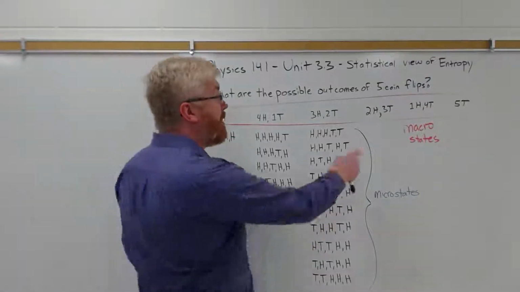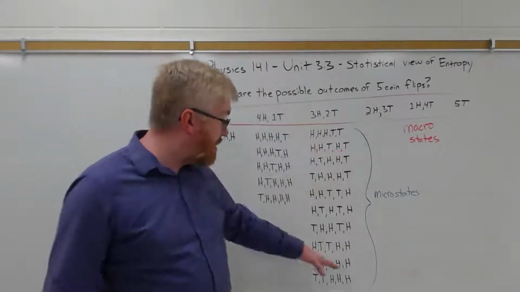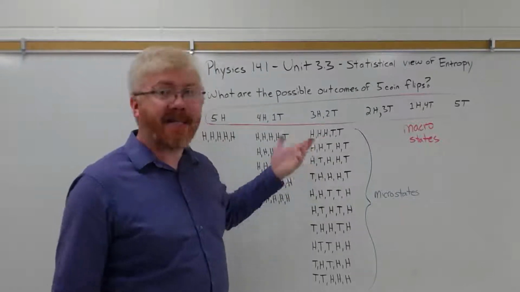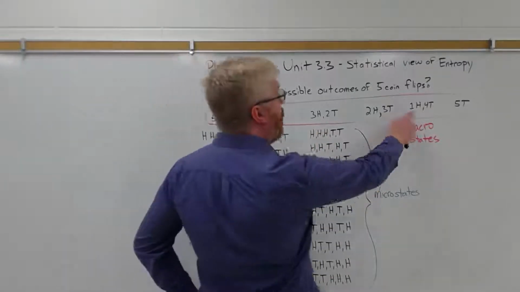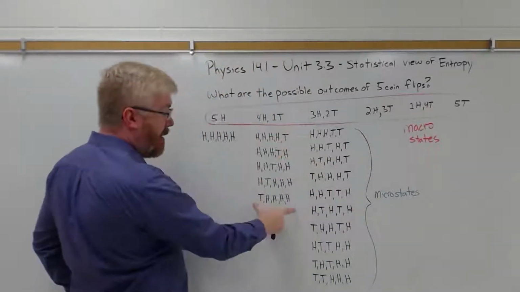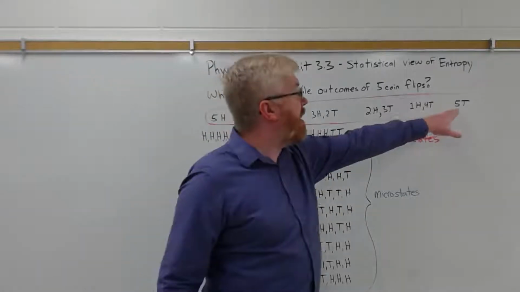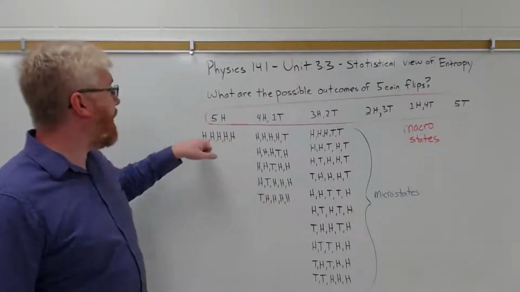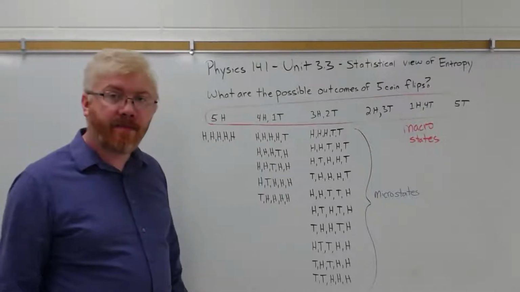The possibility of getting 2 heads and 3 tails, I actually didn't write that down. It's identical to this one, except replace each H with a T and replace each T with an H. The possibility of getting 1 head and 4 tails is the same as this, except again, replace the H's and T's. The possibility of getting 5 tails is the same as getting 5 heads, except replace the H's with T's.